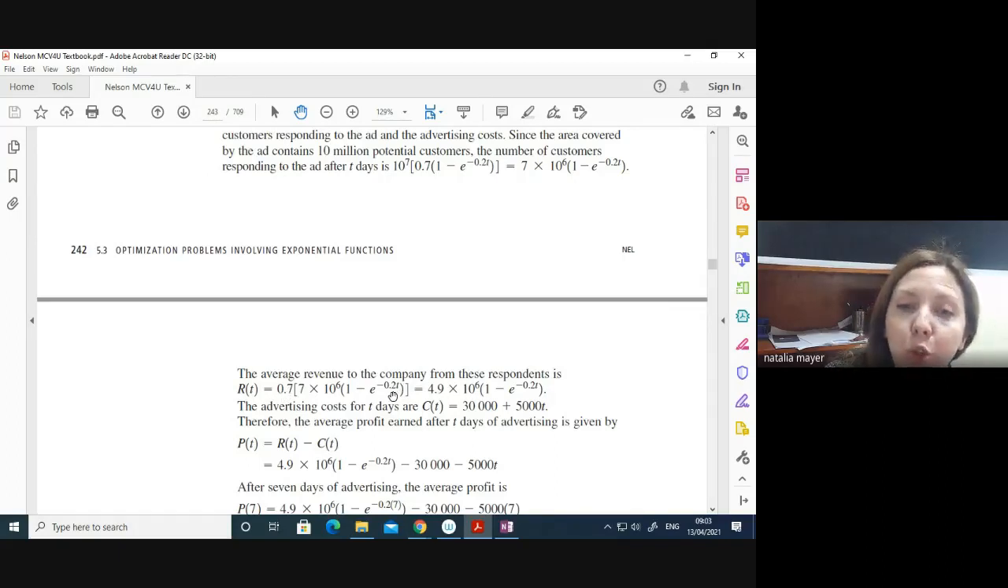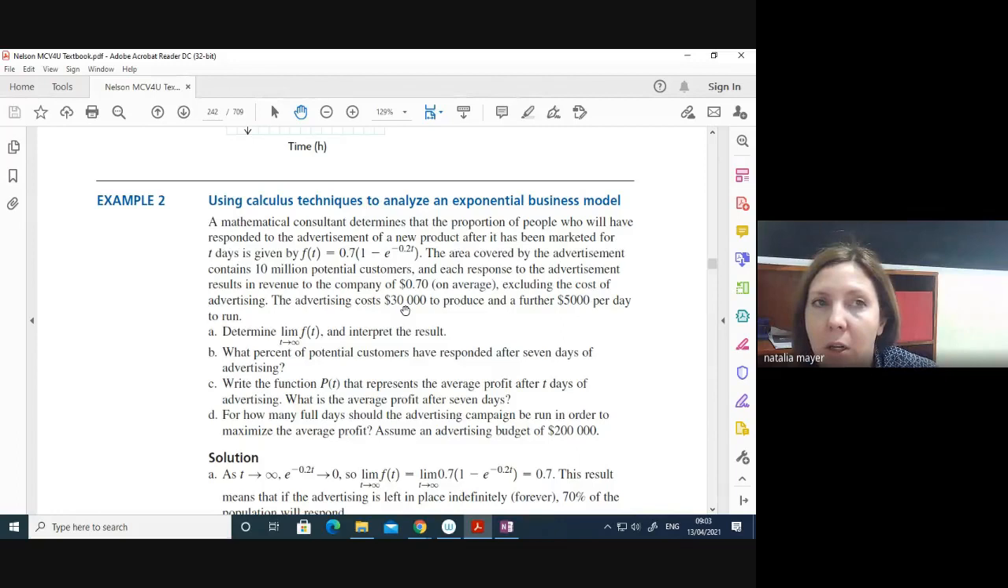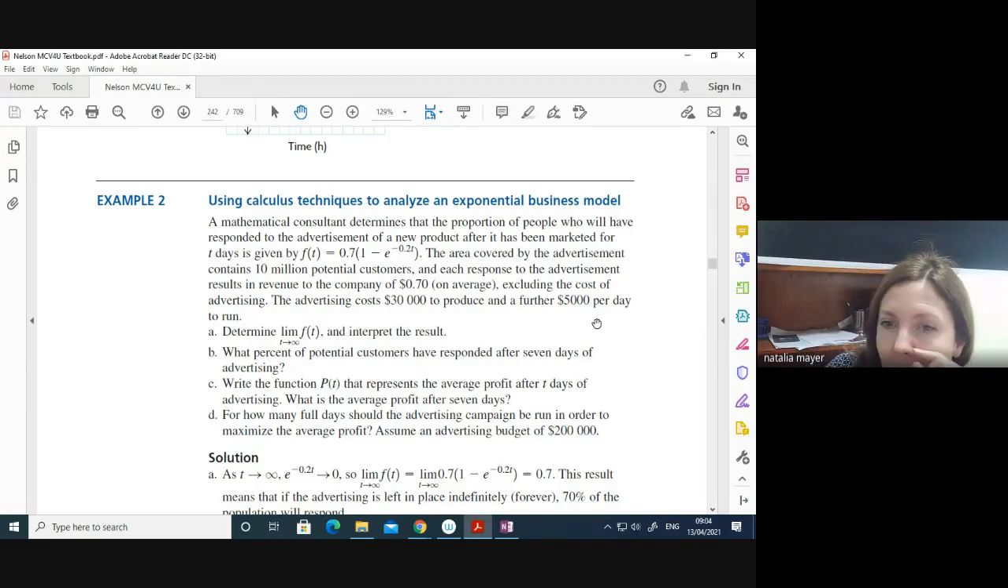Okay, now we need to model the costs. Let's look at the question and see what we know about the cost. First of all, there are fixed costs. There is a fixed cost to produce the ad, right? It costs $30,000 to produce it. And then there is also money to run it. So in order to run the campaign, you also need to pay $5,000 per day to run. So what do you think is going to be the cost function?